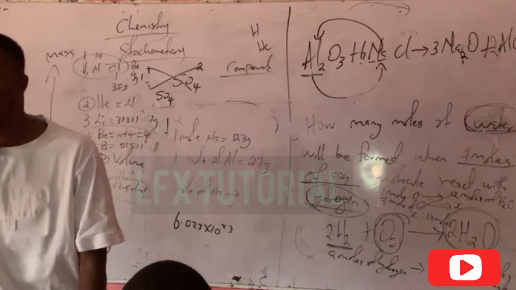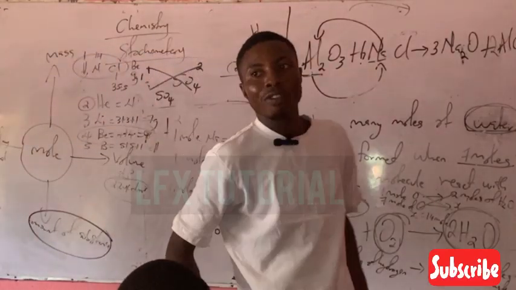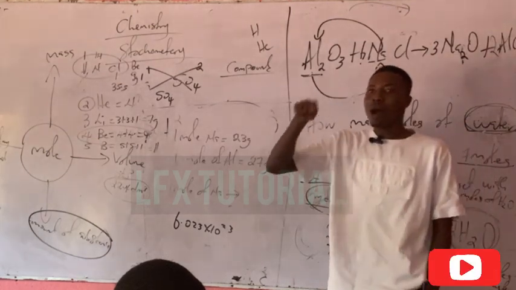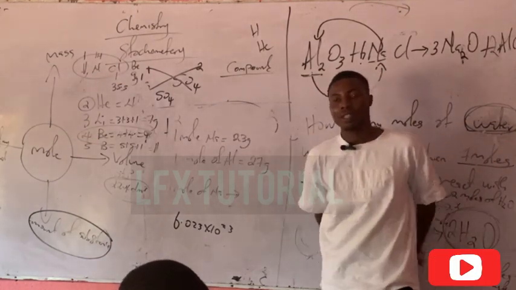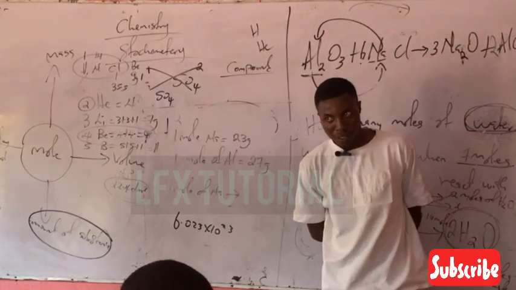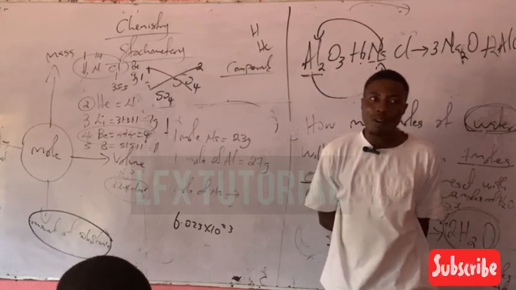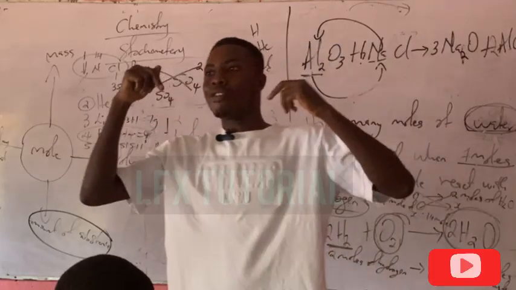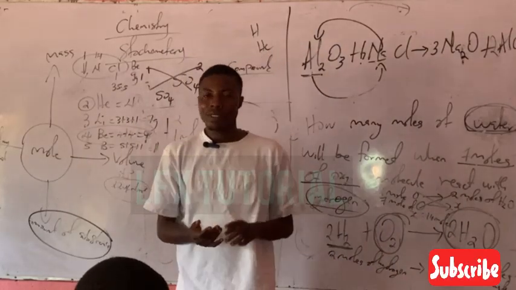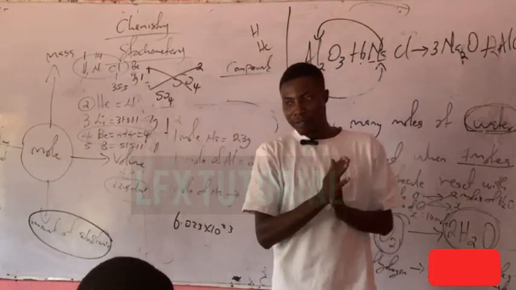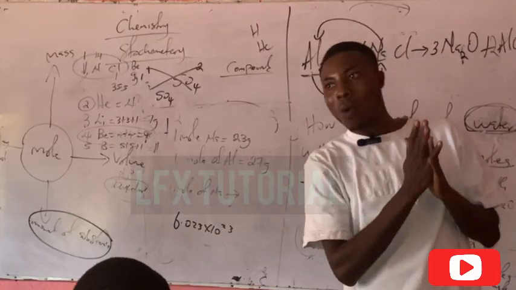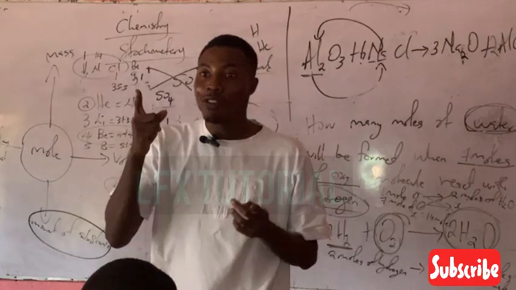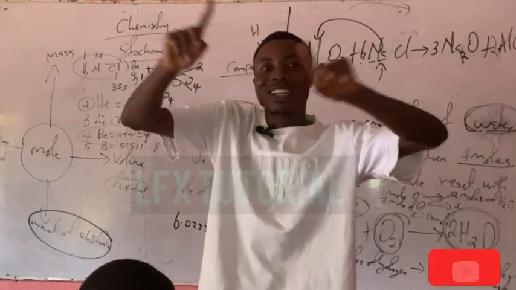Now I want to ask you a question. 23 grams of sodium will contain how much volume at SCP? 23 grams of sodium, how much volume will it contain at SCP? Someone said 1. 22.4 dm³. Now I just rephrase the question.